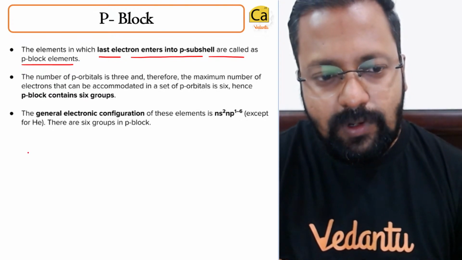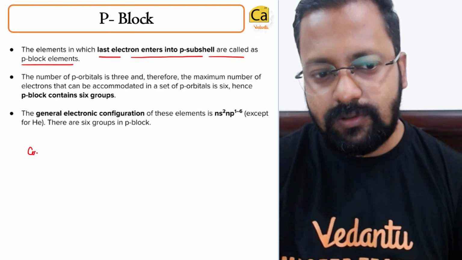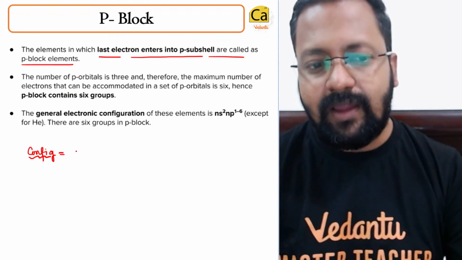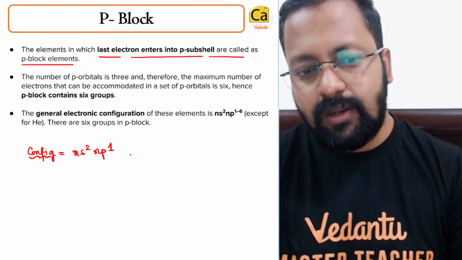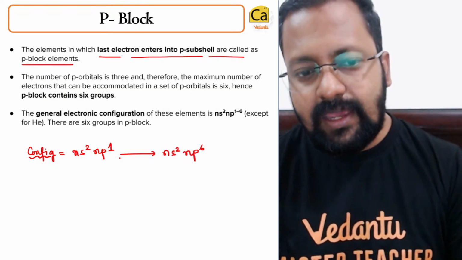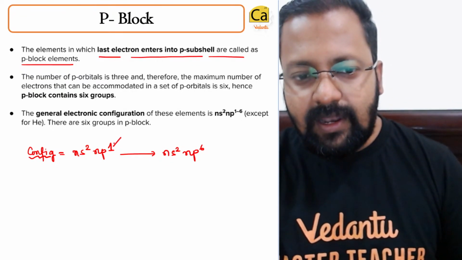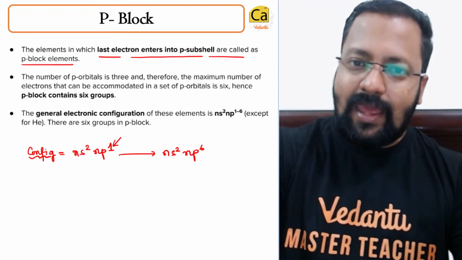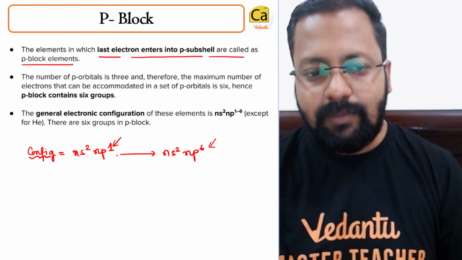So these elements will have a configuration. All elements of P block will have a configuration between ns2 np1 to ns2 np6. The configuration lies between these. The general configuration will have the last electron entering the p orbital, so it can be np1 configuration or np6 configuration.